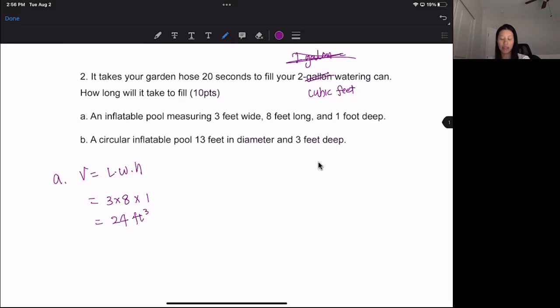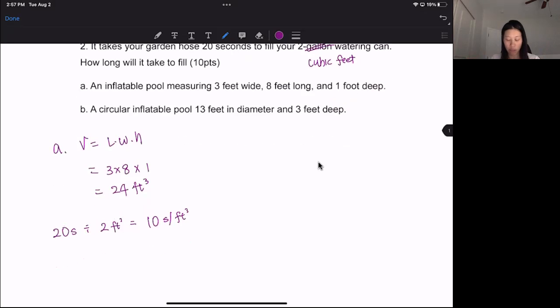Again, we know that it takes 20 seconds to fill up 2 cubic feet of water. So now let's calculate how long it takes to fill up per cubic foot. We use 20 seconds divided by 2 cubic feet, so we'll get 10 seconds per cubic foot. So that's how fast the garden hose fills up.